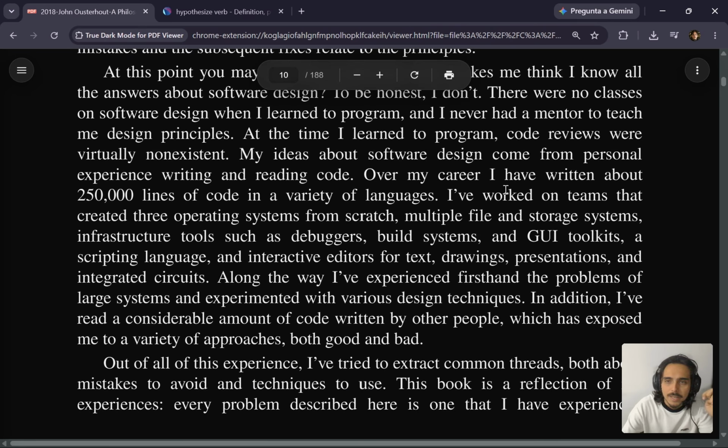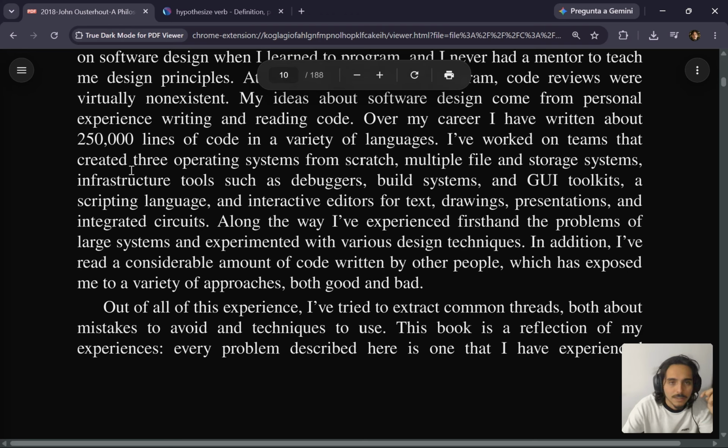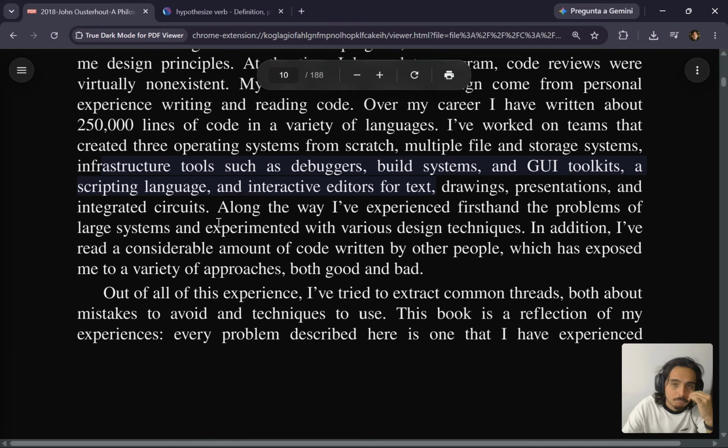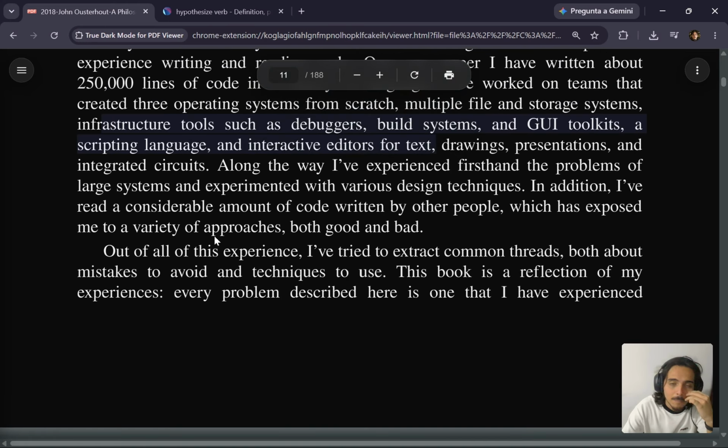Over my career, I have written about 250,000 lines of code in a variety of languages. I've worked on teams that created three operating systems from scratch, multiple file and storage systems. Okay, this guy is a great programmer with a lot of professional experience. After that, he became a teacher. So yeah, he has something to say.